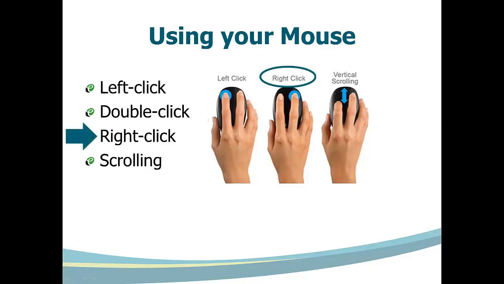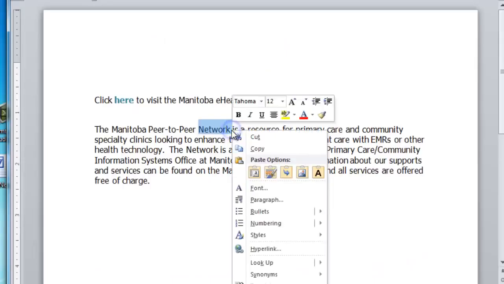Many programs, including EMRs, offer extra mouse functionality using the right mouse button. Single-clicking the right mouse button in some locations will access a specialized list of menu items that are context-specific. For example, right-clicking on a word in a Word document will open editing menus, allowing you to change the font or size of your text, along with many more options.